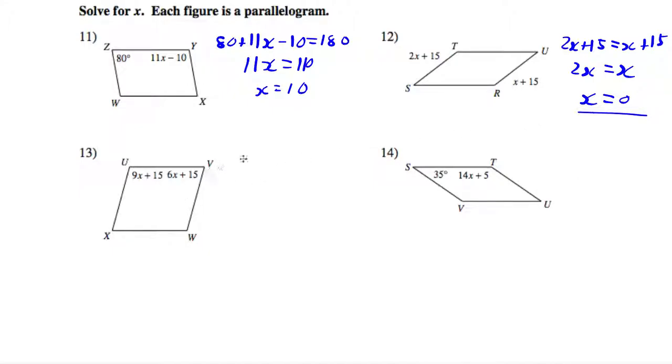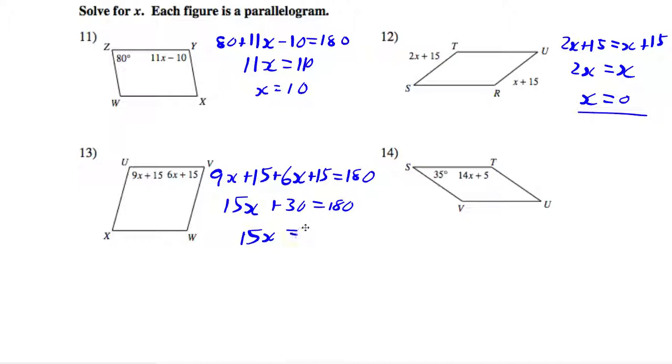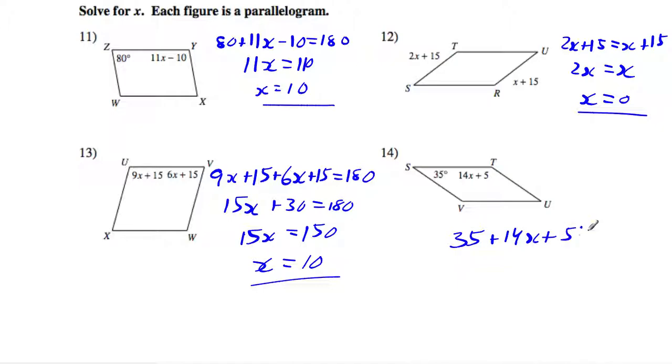That's okay. So here, these two angles are supplementary, so we get 9x plus 15 plus 6x plus 15 equals 180. So 15x plus 30 equals 180. So 15x is equal to 150. So x is equal to 10. And here, 35 plus 14x plus 5 is equal to 180. So we're going to get 14x is equal to 140. So x is equal to 10. So a lot of 10s and a 0.